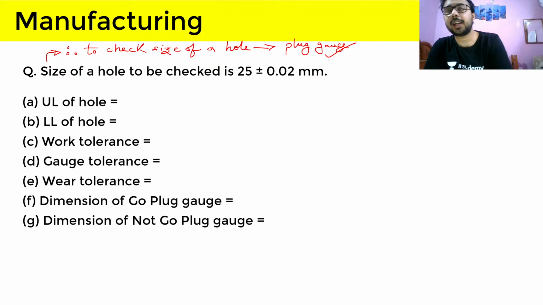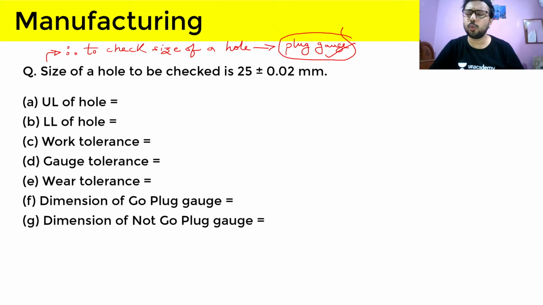It might get asked in GATE, or I think this type of question has already been asked: which type of gauge is used to check a hole or a shaft? For a hole we use a plug gauge. Remember the name, plug gauge. It is the tool we use to check the size of a hole. The first thing asked is the upper limit of the hole. The 25 that is given as the size of the hole is the basic size.